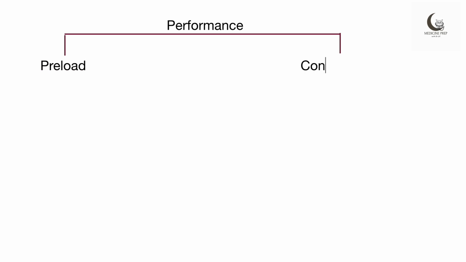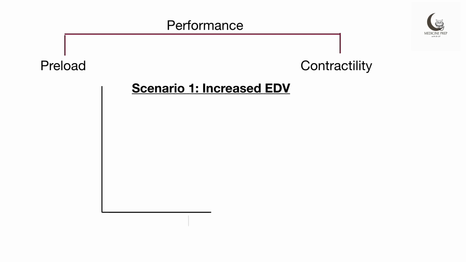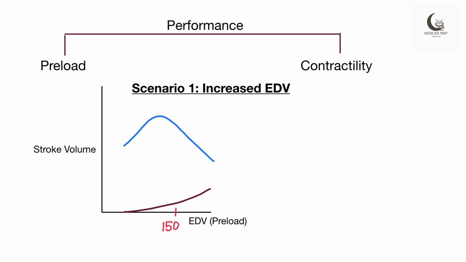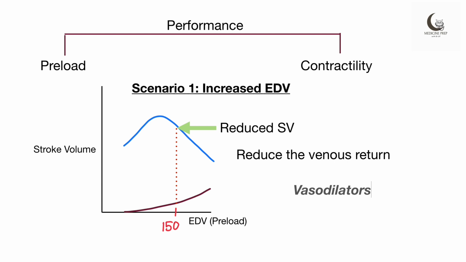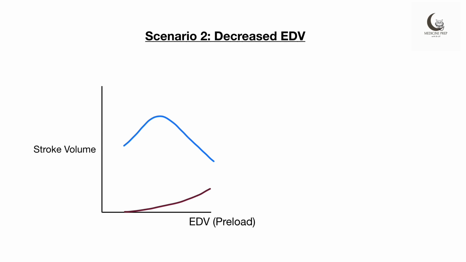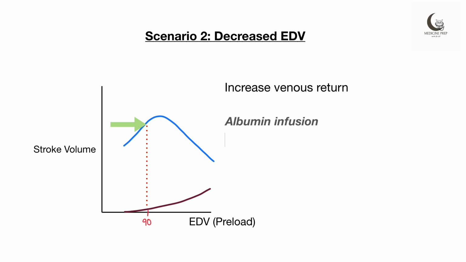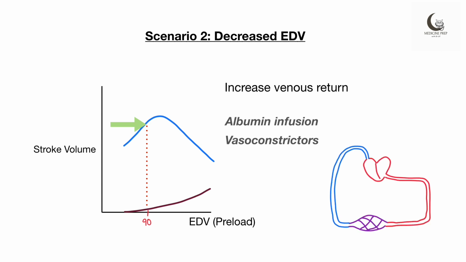So you first send the patient for an echocardiogram, and scenario 1 is that he comes back with an increased end diastolic volume. So that implies that there is a problem in the preload and you need to reduce the preload or the venous return. So you will prescribe vasodilators and ACE inhibitors. Scenario 2 is that he comes back with a decreased end diastolic volume. Now you need to increase the preload, increase the venous return, which you can do by giving albumin infusion and giving vasoconstrictors, because constriction of the veins will result in milking of the blood back to the heart.